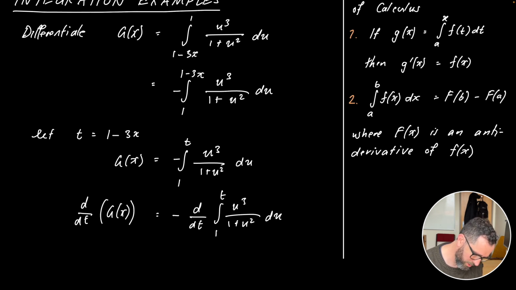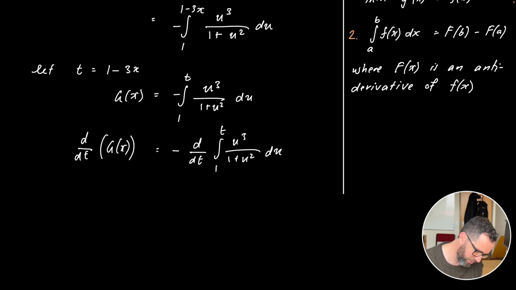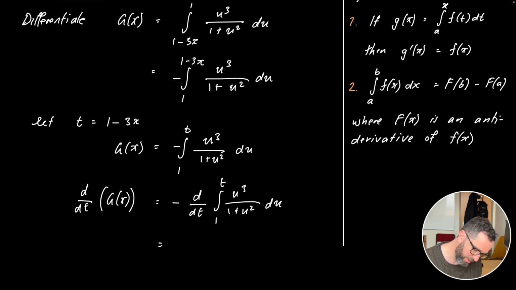Now the right-hand side integral here is in the right format for the fundamental theorem. It's the integral from a constant to the variable, so constant 1 to the variable, of something in terms of a dummy variable. Ours is u, du, so t dt in the statement. And so we can undo that derivative of the integral just by taking what's inside. So that will be basically the function inside, but expressed in terms of the variable t. So that will be negative t cubed over 1 plus t squared.